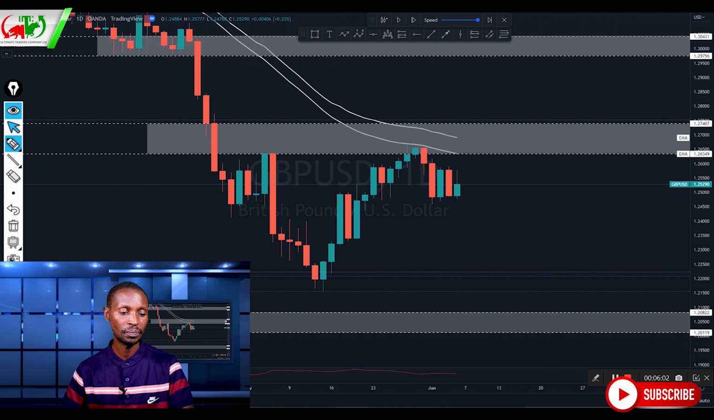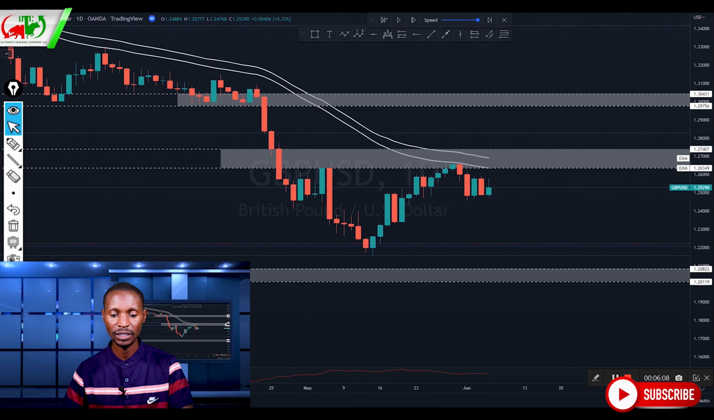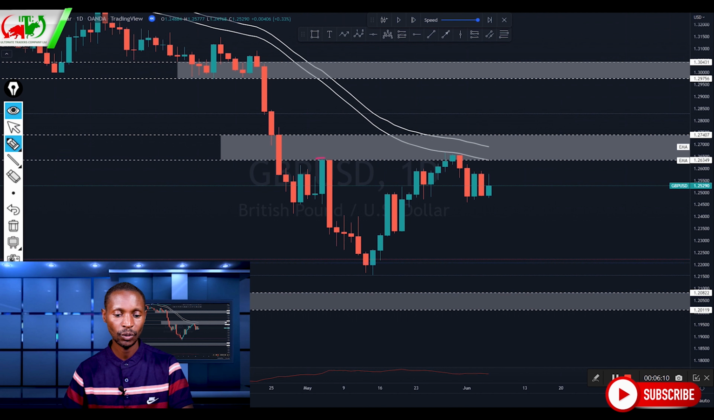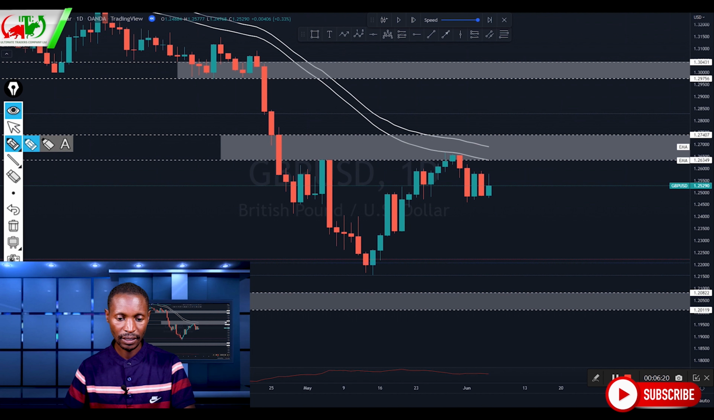Our prediction for this pair, as you can see, GBP USD was in a downtrend and it was at this major resistance here because it had been tested twice, and it had tested this dynamic resistance. We had a support here, and our prediction was that GBP USD could continue lower and find the support here.